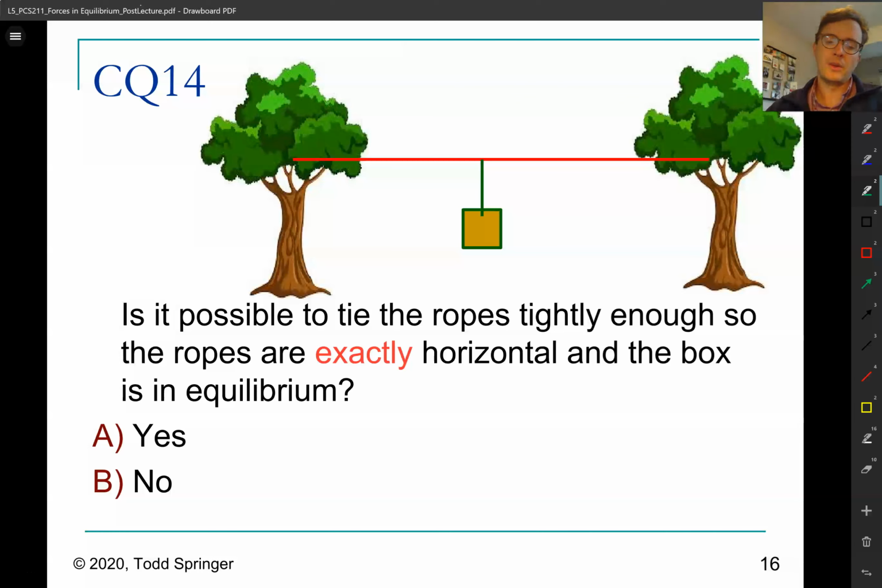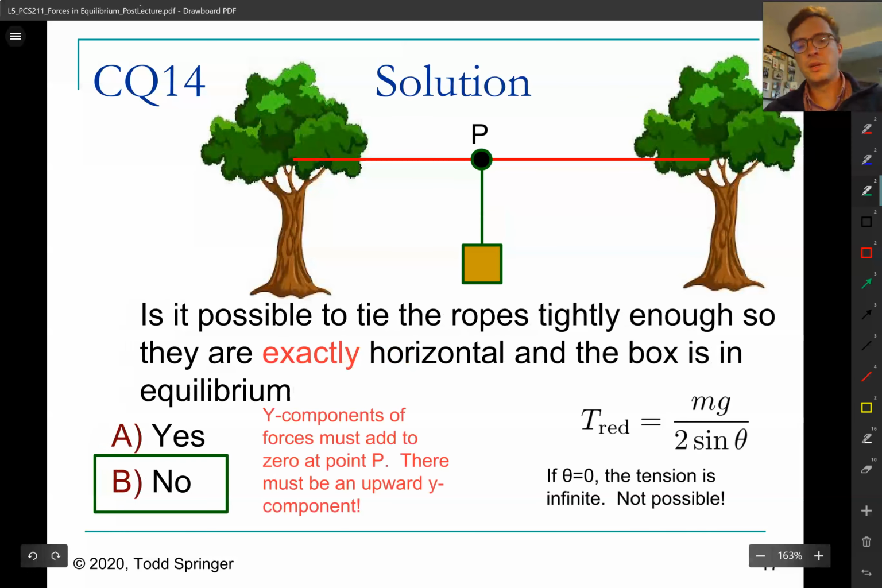The correct answer to this one is no, because remember, for it to be in equilibrium, this point P, it means that all of the y components of the forces have to add to 0. Clearly there's a downward pointing force from that tension, but there's no upward pointing force anywhere, right? I have the horizontal force from the ropes left and right, but I have nothing upward to balance the downward force. If I can't balance the downward force, it's not going to be in equilibrium. So this is not possible, actually.